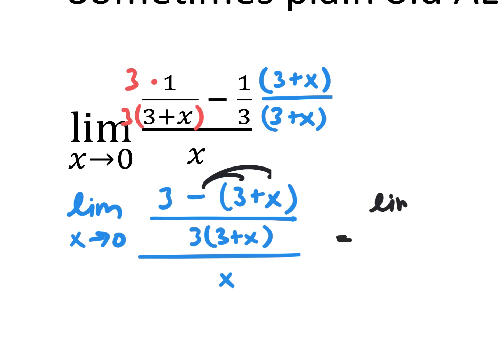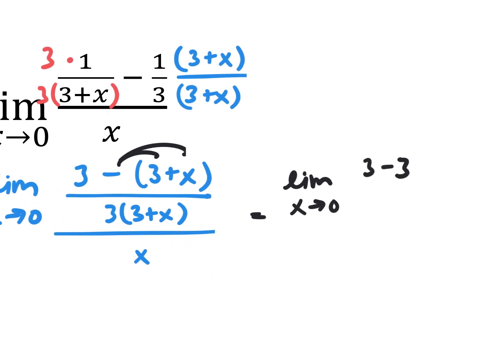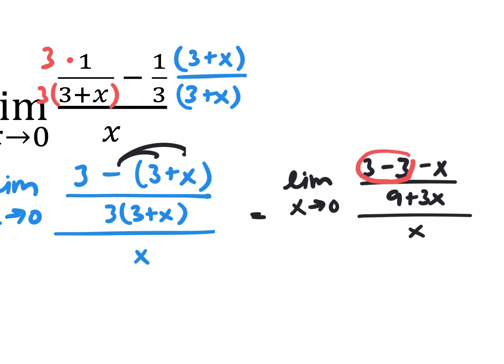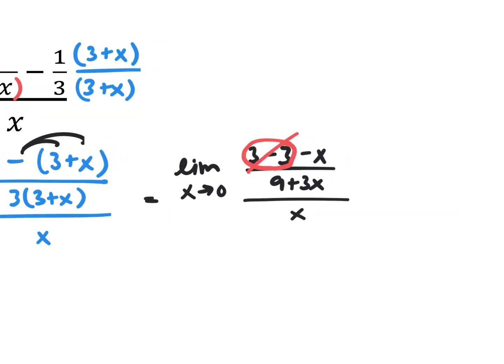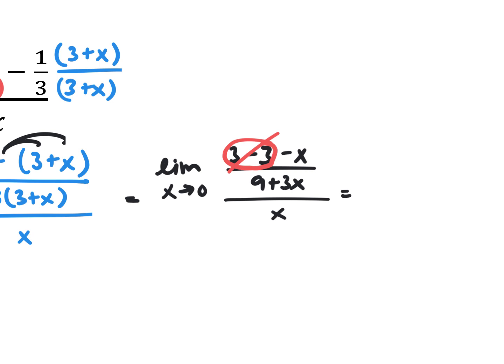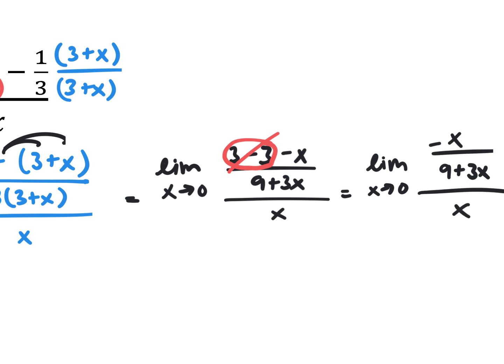I'm going to have the limit as x approaches 0 of 3 minus x divided by, we can distribute that on the bottom there. I get 9 plus 3x. And that's all divided by x. So 3 minus 3 simplifies and gives us 0. And now we are left with a negative x divided by 9 plus 3x, all divided by x.